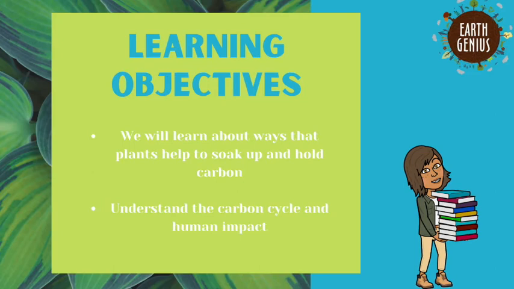Do you remember the phrase about water we learned in our last lesson? It was slow it, spread it, sink it. What did we learn was especially important in helping to soak up water? Plants. Well, in today's lesson, we're going to learn about ways that plants also help to soak up and hold carbon. This is especially important in keeping excess carbon out of our atmosphere, so we'll learn about the carbon cycle and the human impact of it.